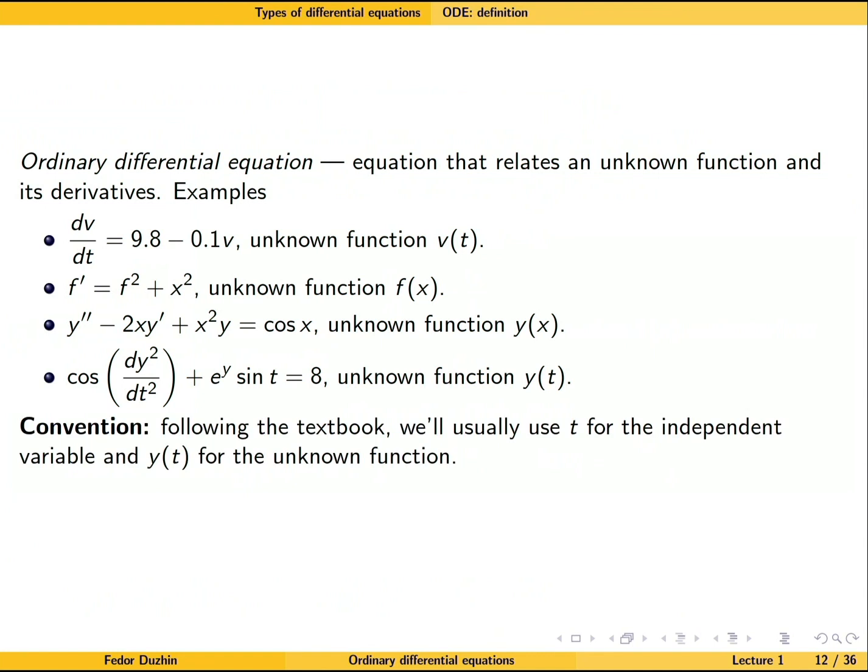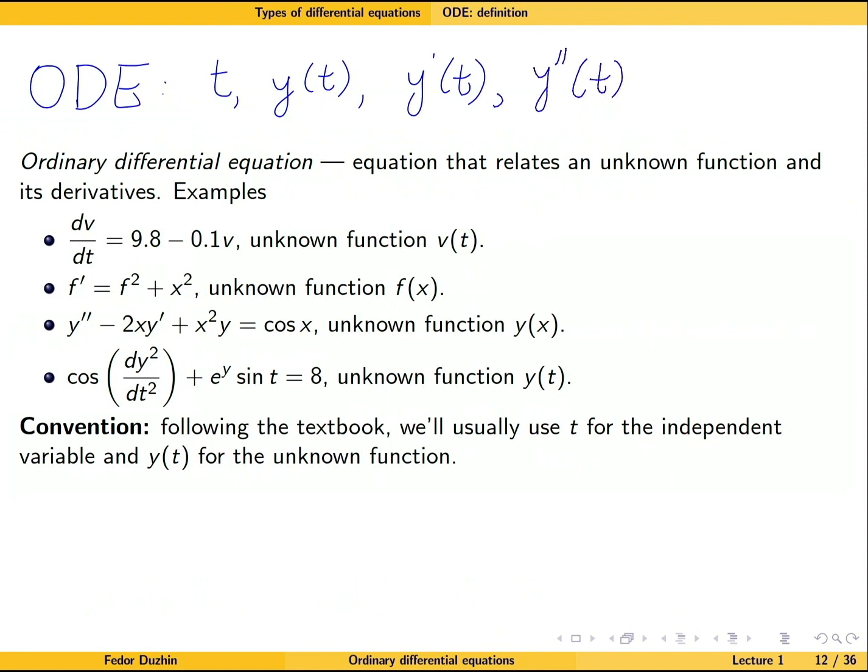Let's just for convenience use t for the independent variable and y of t for the unknown function. Let me write it down once again. It's very important that an ordinary differential equation involves the independent variable t, the unknown function evaluated at the point t, the first derivative evaluated at the point t, the second derivative evaluated at the point t, and so on. It is very important that they are all evaluated at the point t. This is what the word ordinary is about: there is just one independent variable, and the equation involves the values of the unknown function evaluated at t.